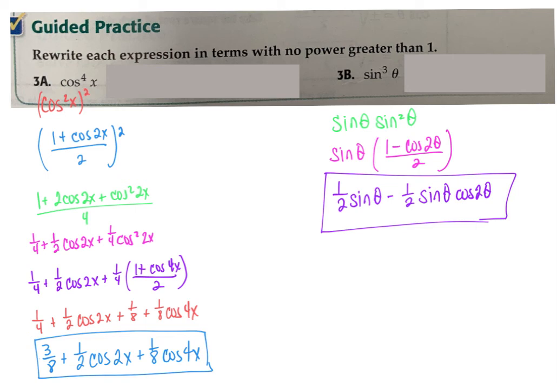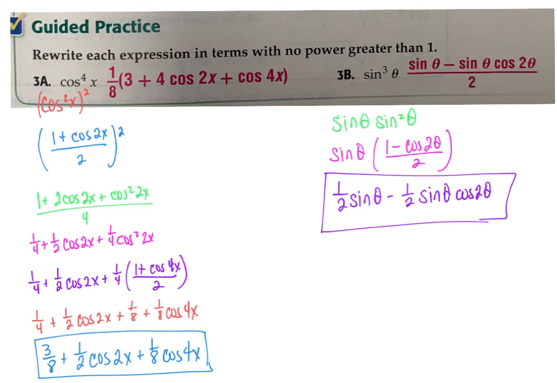I will say that this is one answer, and if you simplified it by pulling out a 1/8, you would have gotten 3 plus 4 cosine of 2x plus cosine of 4x on the inside. The other way to write B is sine minus sine cosine of 2 theta over 2. So either of those is fine. It's the same answer.